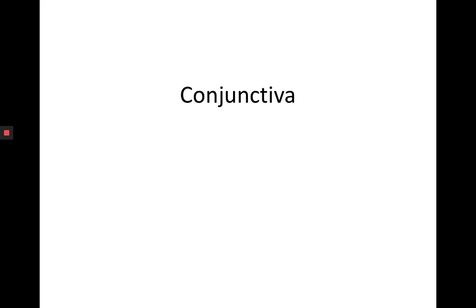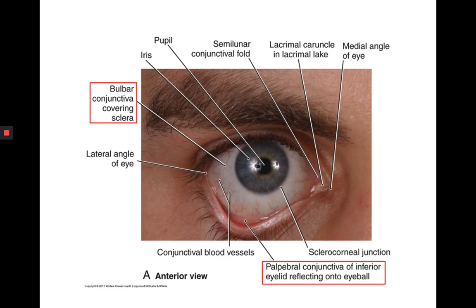All right. Next, we're going to talk about the conjunctiva. So the conjunctiva is a mucous membrane that lines the inner surface of the eyelid and covers the globe up to the limbus. So the portion that covers the globe is called the bulbar conjunctiva here, and the portion lining the eyelids is called the tarsal or palpebral conjunctiva.